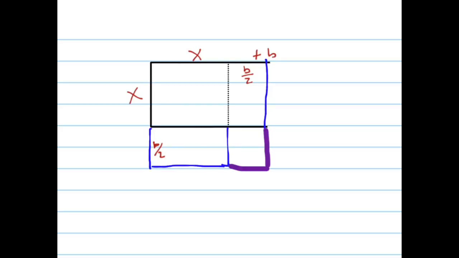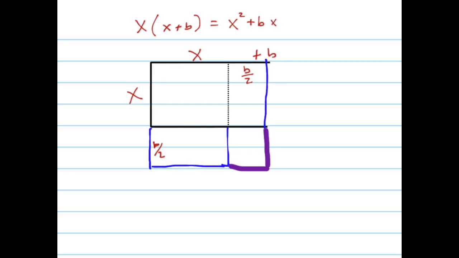Now, originally, my area was x by x plus b. That's what the area was to begin with, right? It was x tall, x plus b wide, which gave me a total area of x squared plus bx. So far, so good? That's what it started at.